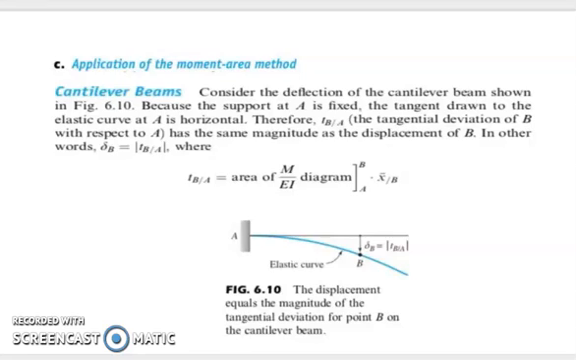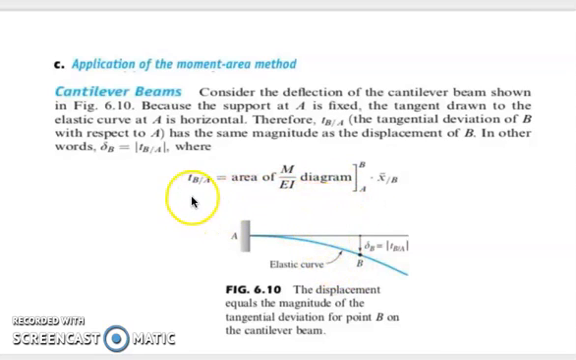For the application of the moment area method, to start with, we have a cantilever beam. If we consider this cantilever beam as shown in our figure, the support at point A is fixed and the tangent drawn to the elastic curve at A is horizontal. Therefore, our tangential deviation at point B with respect to A is the same as the magnitude of the displacement of B. In other words, our displacement at point B is equal to the tangential deviation at point B with respect to A.